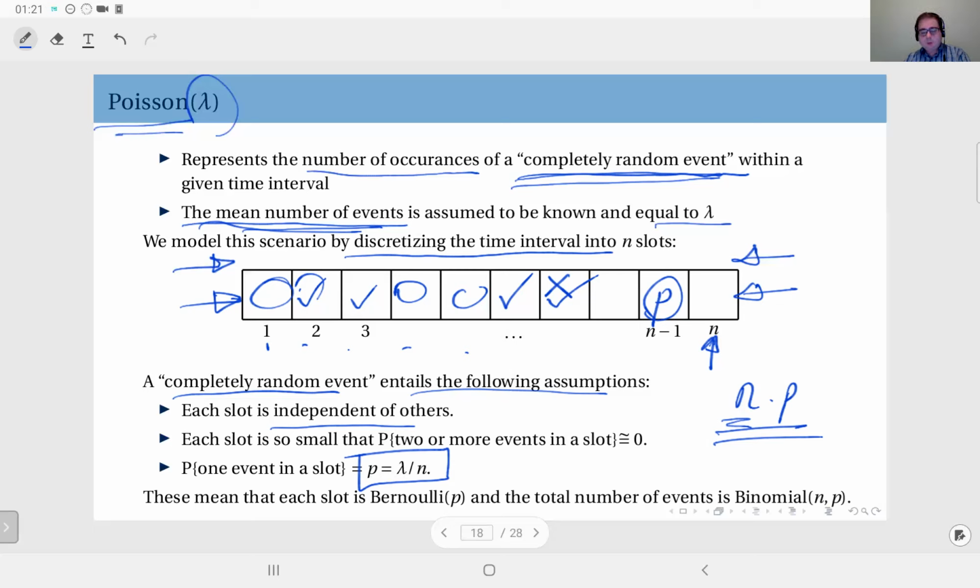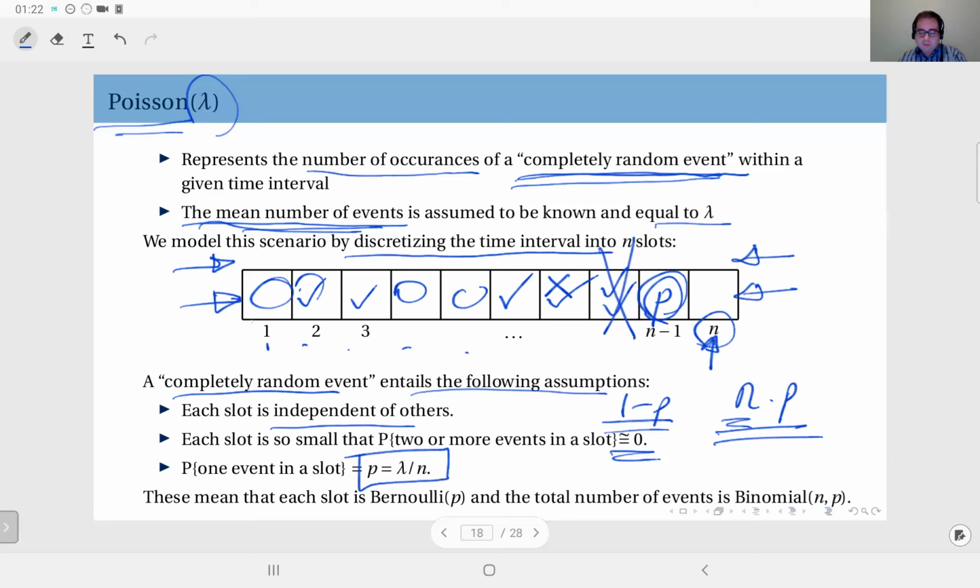Finally, we will assume that each slot is so small, meaning that n is so large, that the probability of two or more events occurring in the same slot is negligible. The slot is so small that we allow only one event or none in one slot. So what does this mean? The probability of an event in a slot is p, and the probability of more than one event is practically zero, which means the probability of zero events in a slot is 1 minus p. So each slot here is a Bernoulli trial, a Bernoulli p trial.